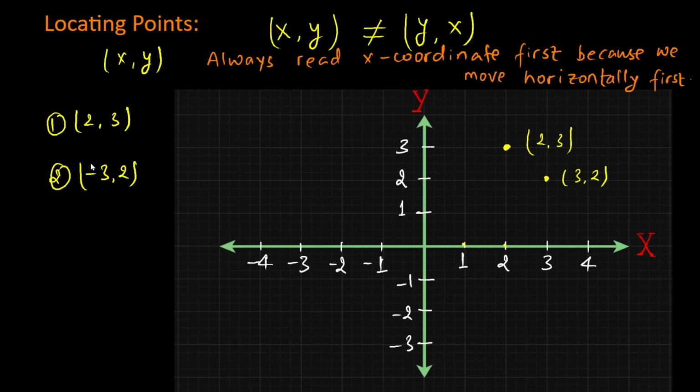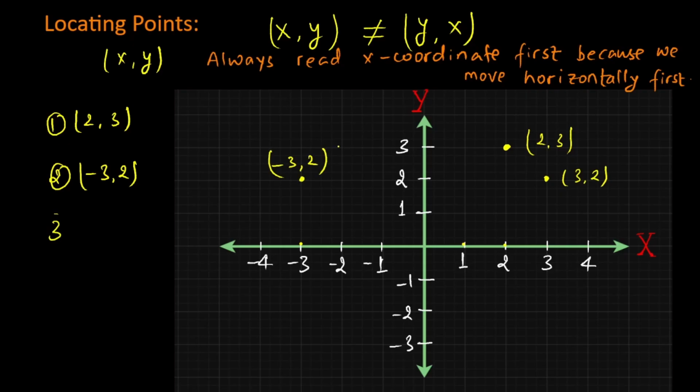The first number here is negative 3, so we move 3 units along the x-axis to the left, and the second number is 2, so we move 2 units upward. So this point is negative 3 comma 2.